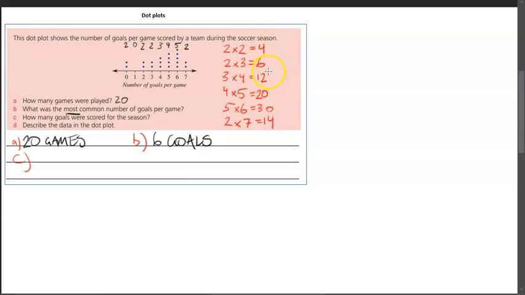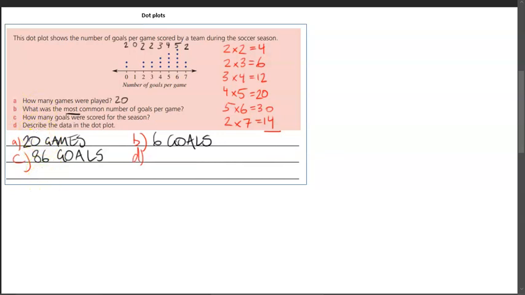So these are all the amount of goals for each of these set goals per game. What you want to do is get, for the whole season, tally this all up. So when you add it all up, you should end up with 86 goals all up. And D is a snapshot or a summary of all the information that we've just obtained from this dot plot. And D wants us to describe the data in this dot plot.